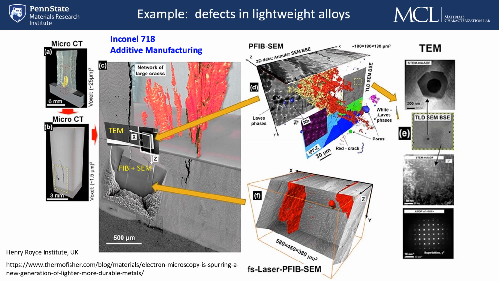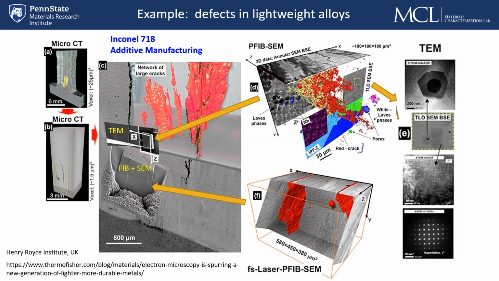And this is an example I took from the Thermo Fisher website, so you see the link down below. This is not work we did here, but I think it's a really nice example that pulls all these different techniques together. This is an Inconel alloy produced through additive manufacturing. On the left-hand side, you see the bulk MicroCT image of the part, where they've identified the internal region where the structure had some sort of failure.